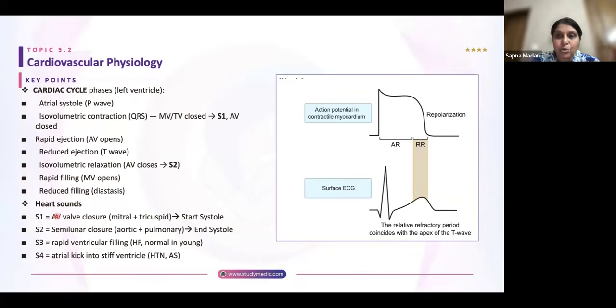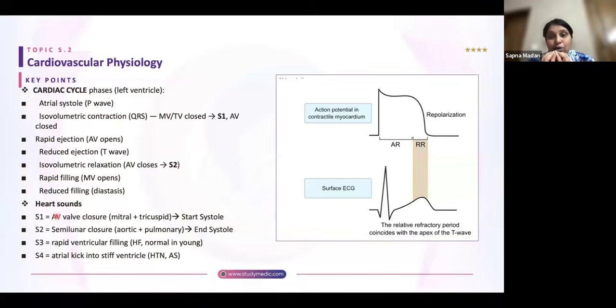So atrial systole is marked by that small P wave, which is absent in atrial fibrillation. Okay. Then now imagine the heart is there, the mitral and tricuspid have closed. The semilunar valves, the aortic valve and the pulmonary valve, are also closed. Okay, so this is the ventricle, and this is now going to build up pressure. Okay, so this is not going to increase in volume.